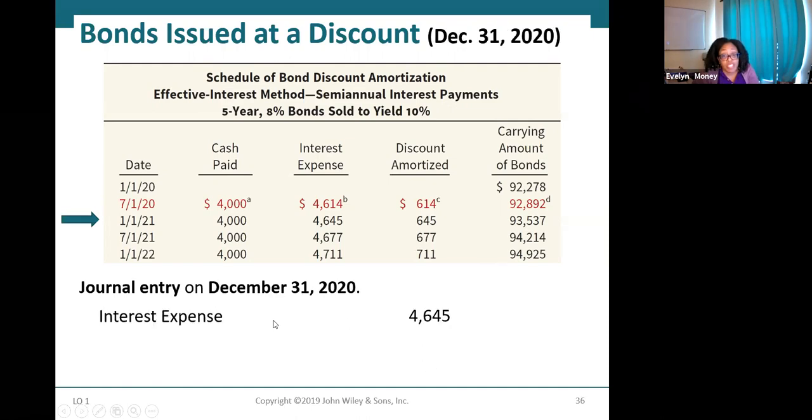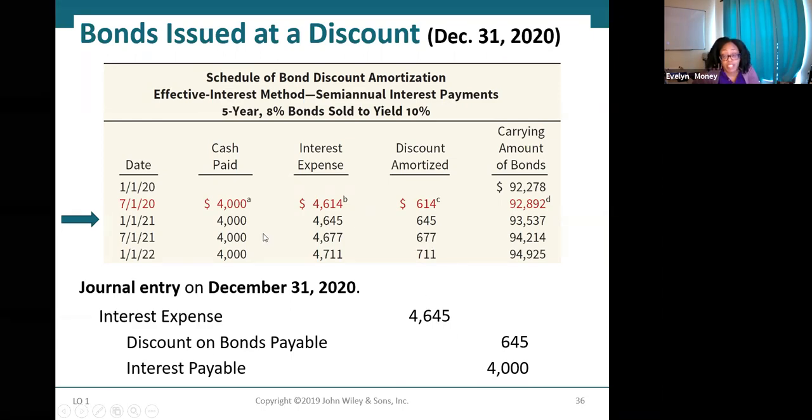And on December 31st, the interest payable is now that $4,000, but my interest expense comes directly from that schedule. And that's found again by taking the carrying amount times the market rate of interest times a half. And the difference between the interest expense and the cash paid is the amount of amortization that I need to record for the discount on bonds payable.